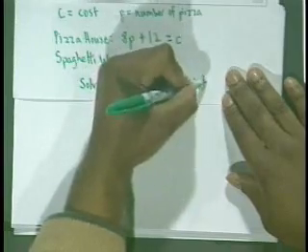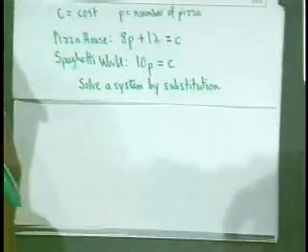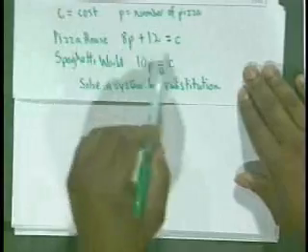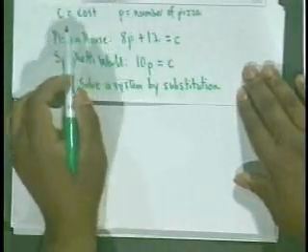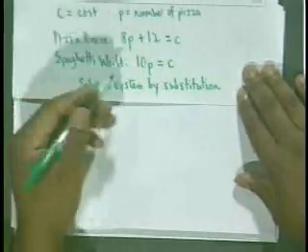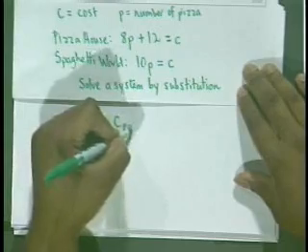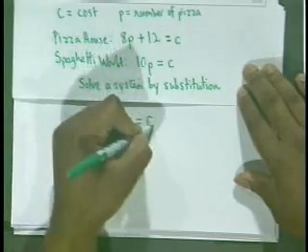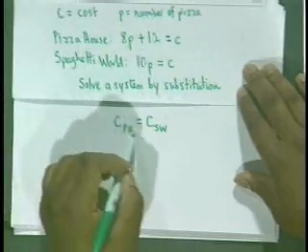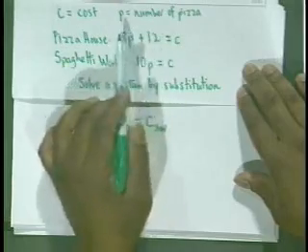Okay, solve our system by substitution. So what that means is that we're going to replace one variable for another variable. Now we said that we're looking for the cost to be the same for Pizza House and Spaghetti World. So really we want the cost for Pizza House to be equal to the cost at Spaghetti World. Now we're going to replace our C values with the equations that we have up here.